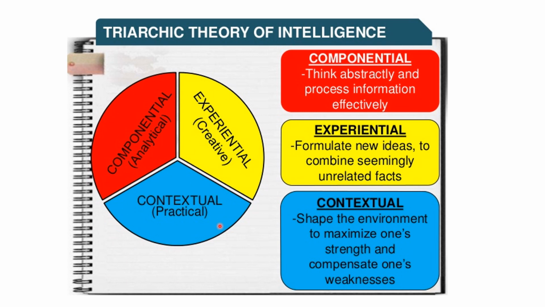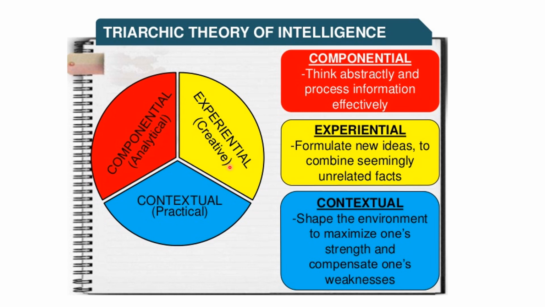According to Sternberg's triarchic theory of intelligence, there are three types. That is the componential or analytical intelligence. Analytical intelligence means the way an individual thinks abstractly and processes information effectively. All of our analytical skills, our ability to think critically, and our academic skills all come under this componential sub-theory or the analytical intelligence.